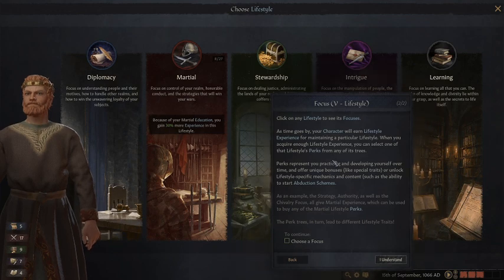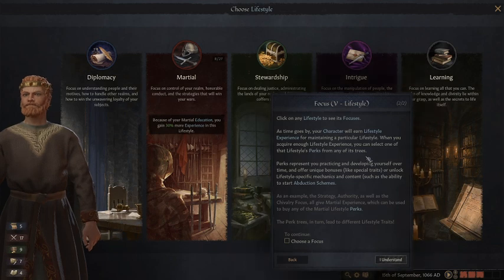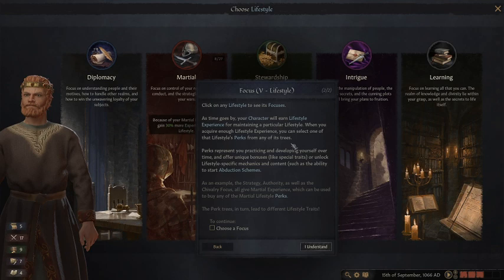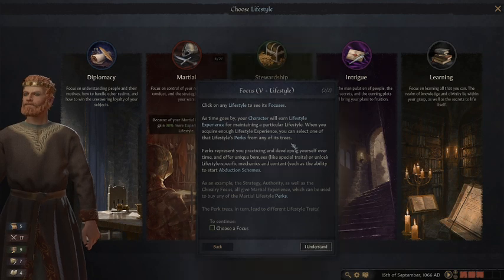As time goes by, your character will earn lifestyle experience by maintaining a particular lifestyle. When you acquire enough lifestyle experience, you can select one of that lifestyle's perks from any of its trees. Perks represent that you're practicing and developing yourself over time and offer unique bonuses like special traits or unlock lifestyle-specific mechanics and content, such as the ability to start abduction schemes. As an example, the strategy, authority, as well as the chivalry focus all give martial experience, which can be used to buy any of the martial lifestyle perks. Perk trees, in turn, lead to different lifestyle traits.